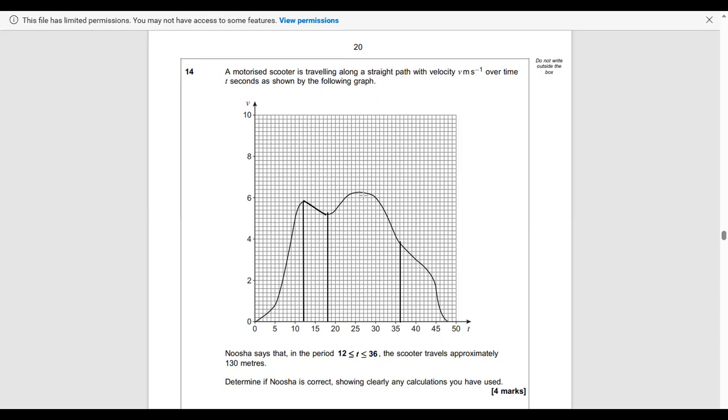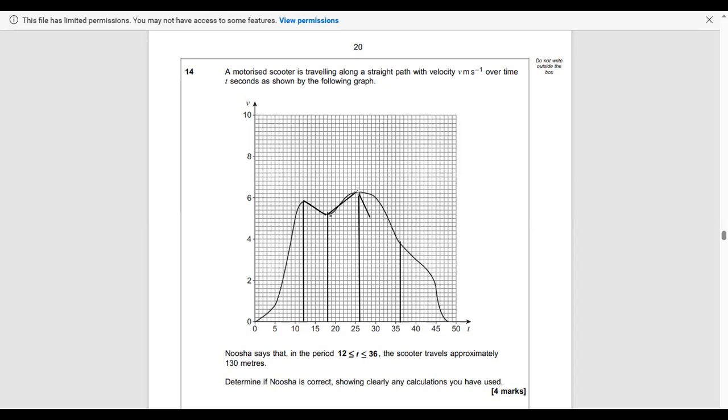Let's take a trapezium here. So let's take this one here. So I'm then going to estimate the distance traveled in this part, working out the area of that trapezium there. So between 18 seconds and 26 seconds. And then I think let's just do the trapezium here.